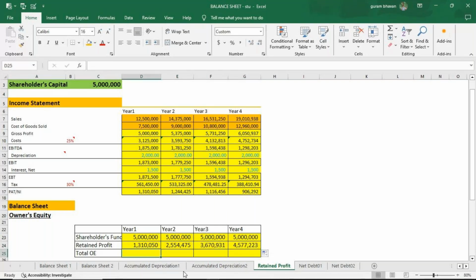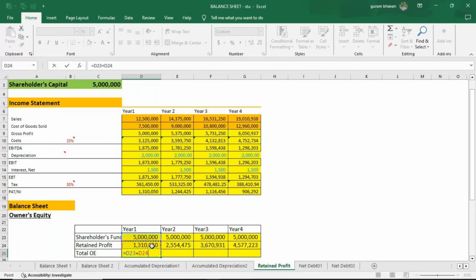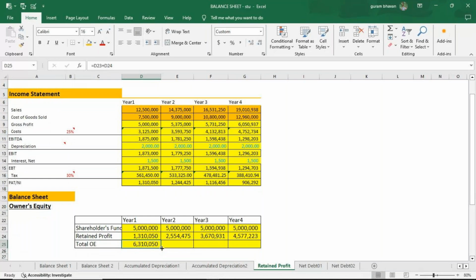Now total owner's equity will be equals shareholder funds plus retained profit. I'll come here and drag it. So this will be your total owner's equity. Clear? You want me to explain it once again?